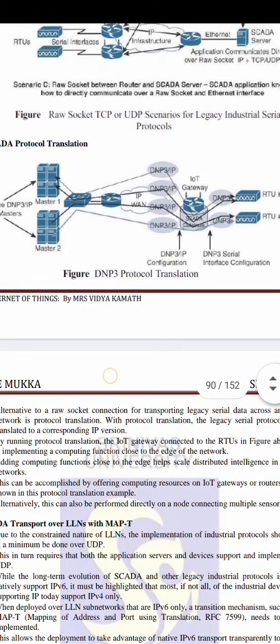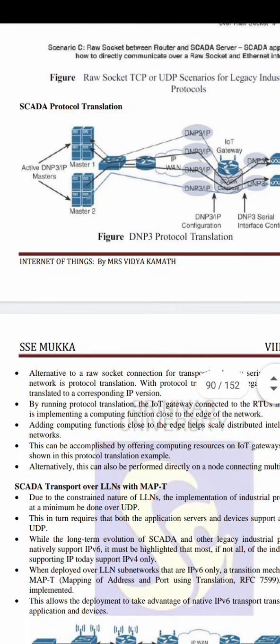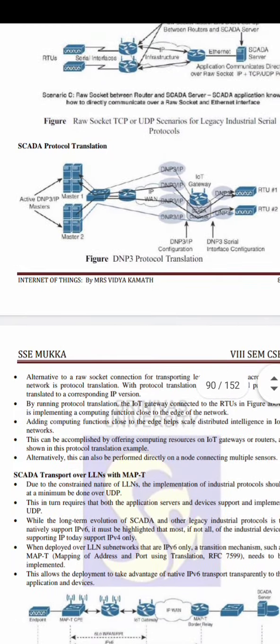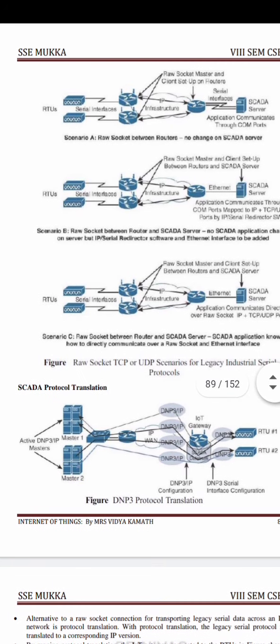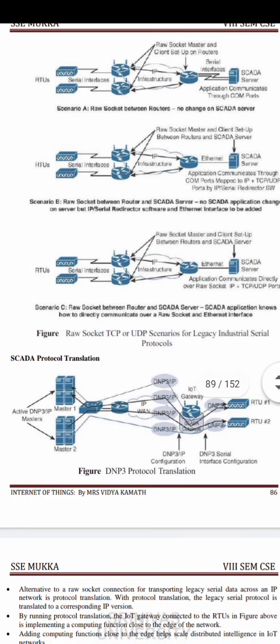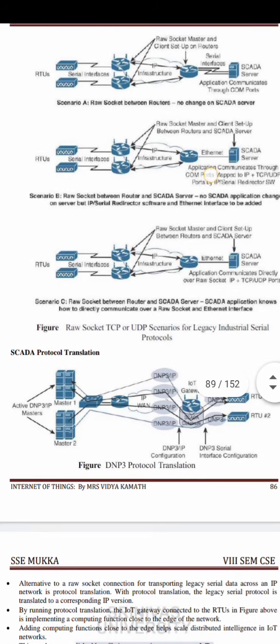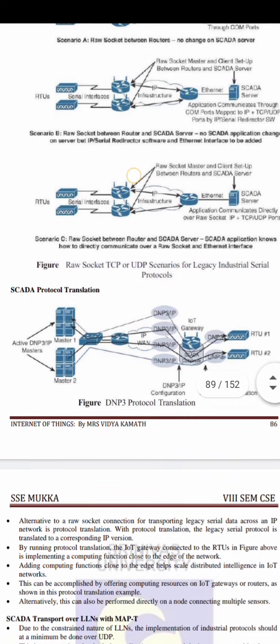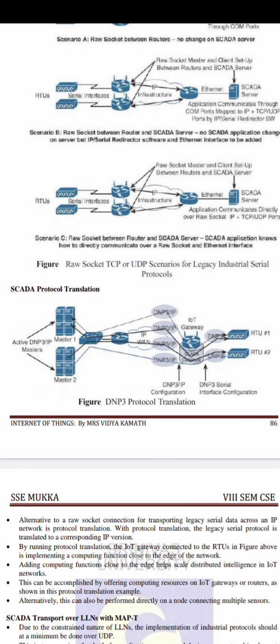This is another alternative to our raw socket connection. As you can see, in the first scenario you don't have any changes to be done to the SCADA server, since your router was responsible for the mapping. In the second case also, you don't have changes to the SCADA server, apart from the extra software embedded into it. And in the third case, your SCADA server is fully capable of understanding and reading.